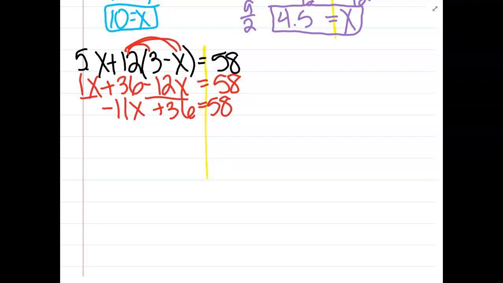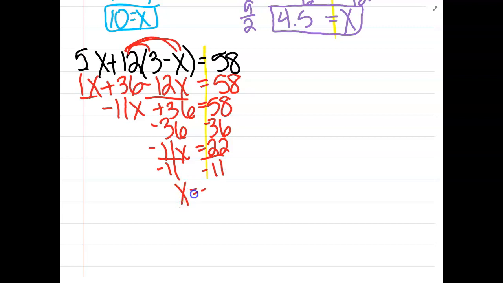Now it's a two-step equation, so I could subtract 36 from both sides. So we have negative 11x equals 22. Divide by negative 11. We should get x equals negative 2. Okay, number 6.